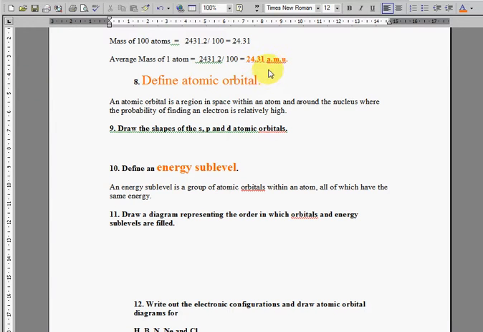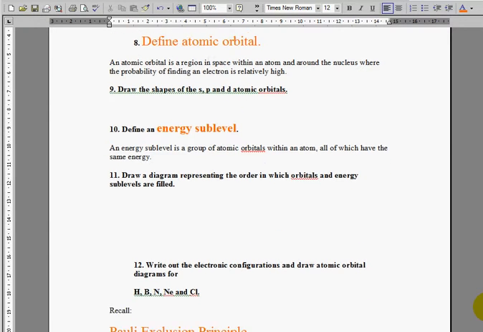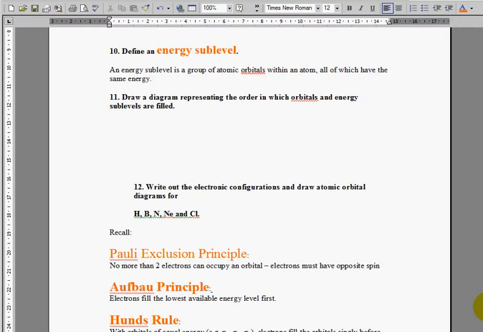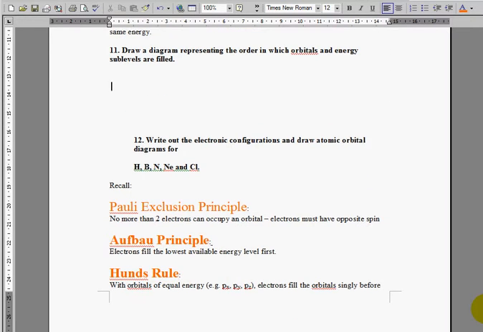Okay, so here's where we finished off the last day, where we worked out the atomic mass units number, explained why we had decimal values on the periodic table for this. Today we're going to have a look at defining atomic orbitals, looking at energy sublevels, and then there's three rules that determine how these levels are filled, and they are down here.